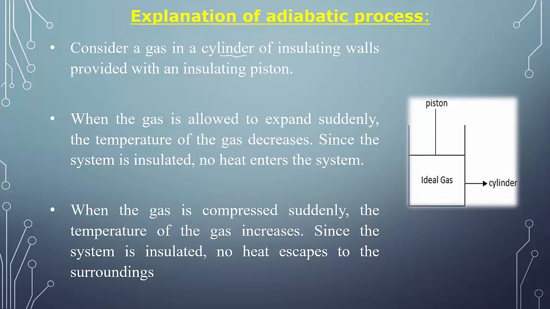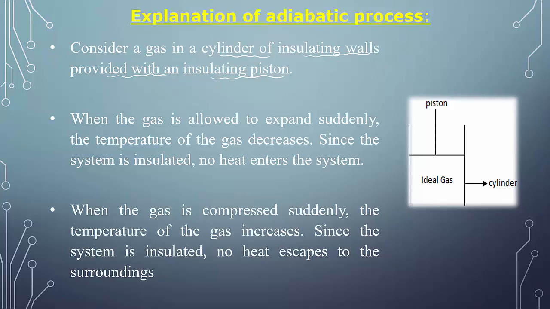Consider a gas in a cylinder of insulating walls provided with an insulating piston. Here you can observe the diagram. We considered a cylinder. Cylinder contains a gas. It is enclosed by piston. Here the wall and the piston both are made of insulated material or non-conducting material, so that no exchange of heat energy takes place between system and surrounding.